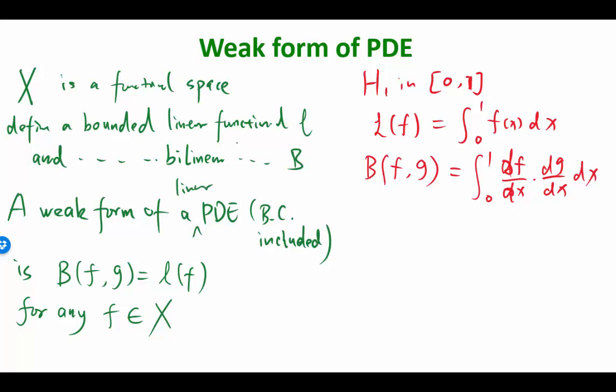Okay. So that's a PDE. It's a partial differential equation, yet there is no concept of differential in this definition here. But let's work through this example to see how it pans out. Okay, so if I take B of g, f equal to L of f for any f here, I'm going to get the integral from 0 to 1 of df/dx dg/dx equal to this thing, which is minus f dx is equal to 0, right?